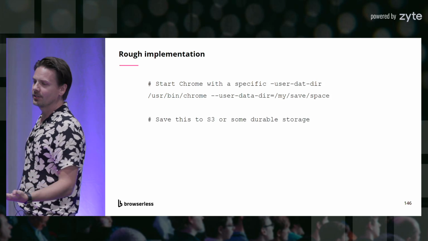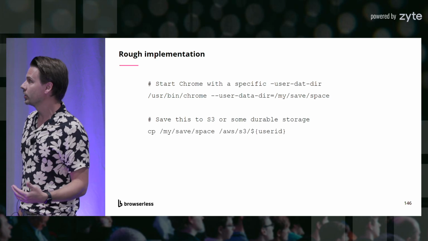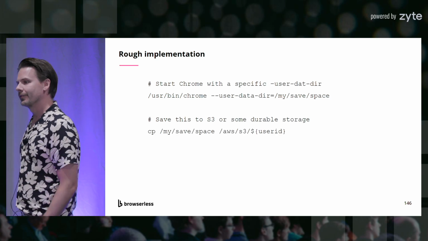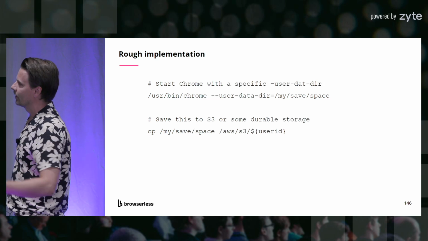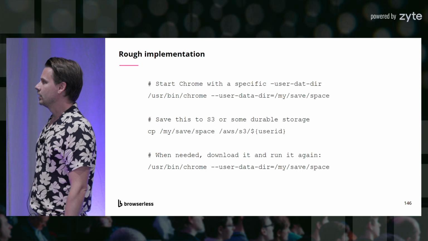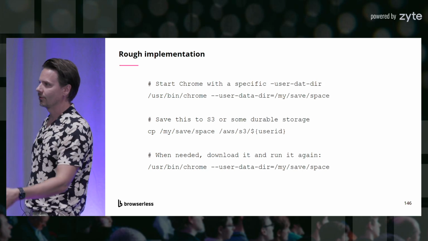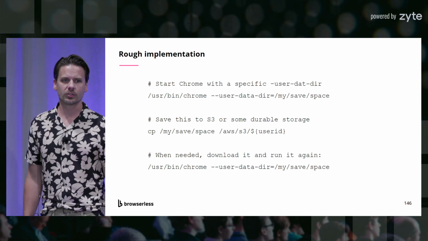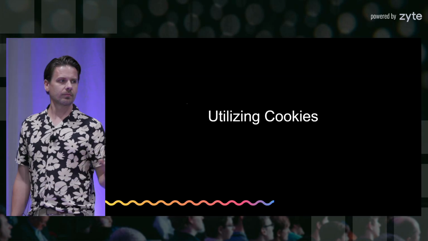Once you're done with that, you can save this to an S3 bucket or some other durable storage. I'm just going to copy it here for the sake of brevity, versus having to echo out all the lines you would need for moving that to S3. Then later on, download that user data dir, run Chrome with that, and you're essentially back to where you were, as a quick way to get there. Yeah, so that's the cache.